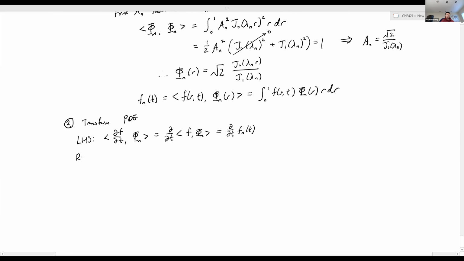On the right-hand side, we have 2 terms. So I'll say 1. Actually, it's easier if we do 2. Whatever, let's just do 1. That first term on the right-hand side was just the value 1. And so we need to evaluate that inner product. That is the integral from 0 to 1 of phi n of r times r. And so we know what phi n of r is. That's this right here. So let me go ahead and plug that in.